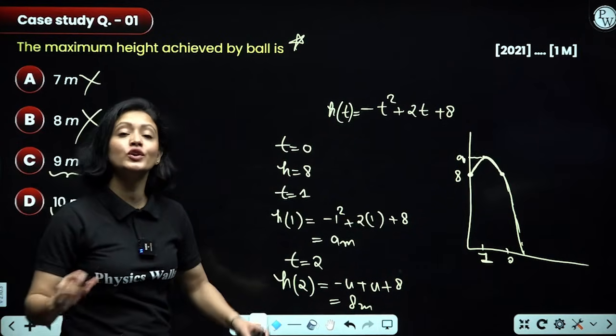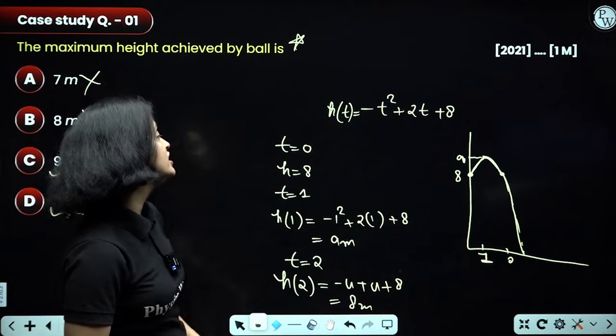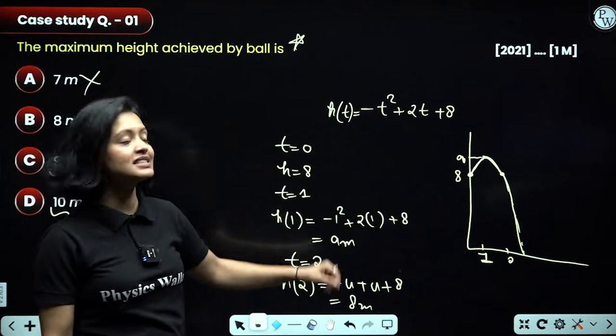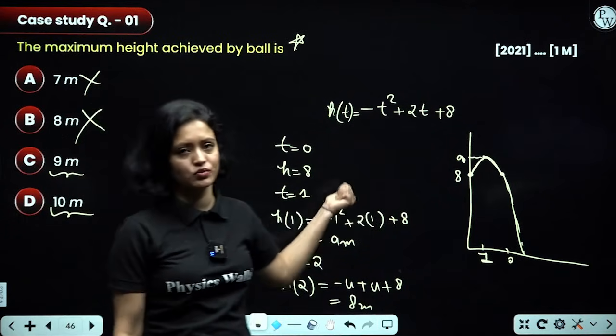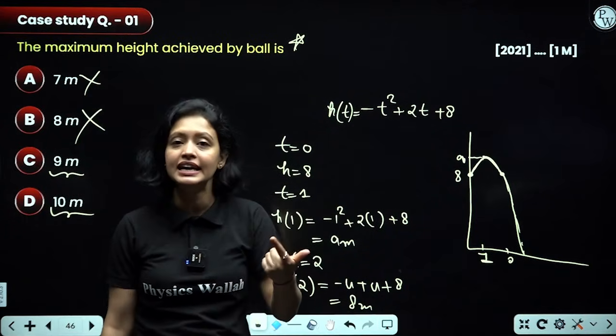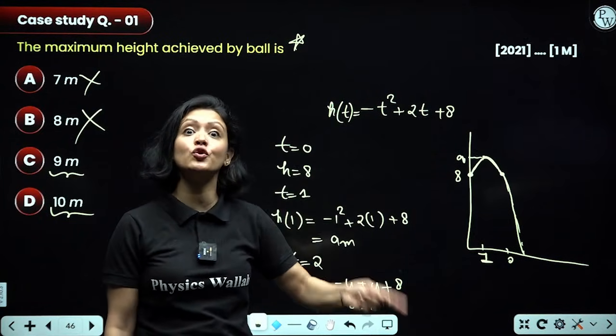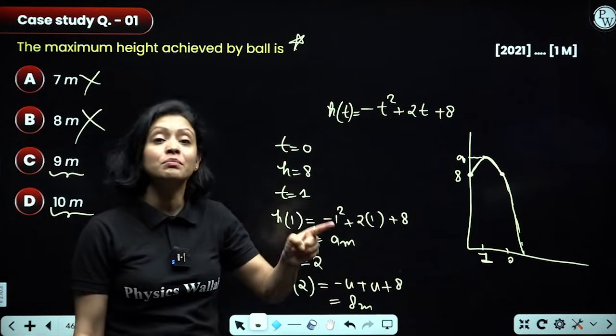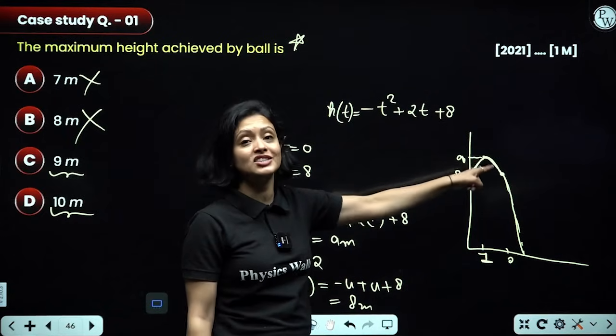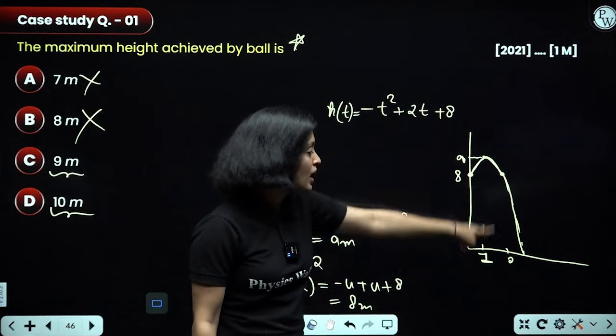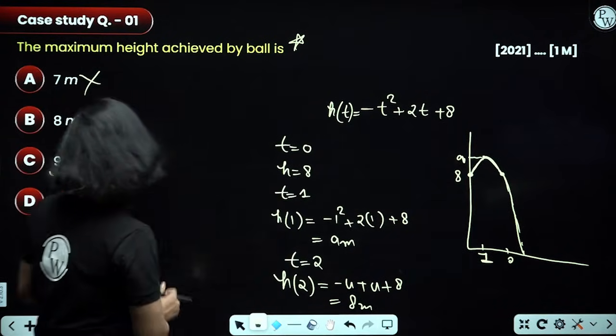Right, everyone? So here what did we do? We just used some common sense. We just figured out T0, which was already known to us as 8. Then T equals to 1. For T equals to 1, the height became 9. For T equals to 2, height again became 8. That means that the maximum was attained at 1 minute, and the maximum height was 9 meters.